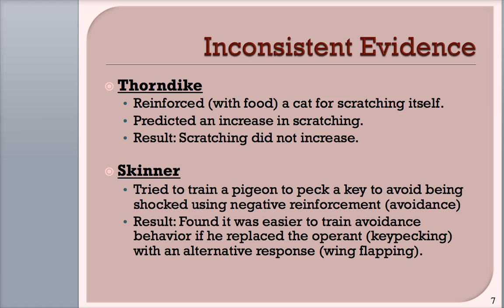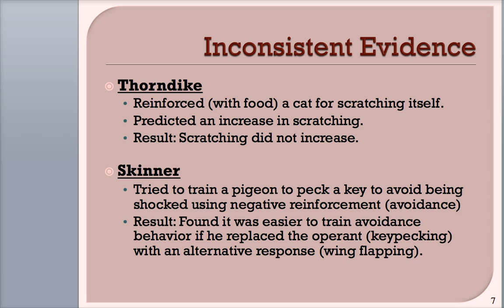Fast forward 40 years, and B.F. Skinner tried to train a pigeon to peck a key to avoid being shocked. So he was using negative reinforcement, avoidance. So there's a risk of shock, and the pigeon's supposed to peck at the key, and that would stop the shock from happening. And what he found was it didn't work very well. The pigeons did not learn very quickly or very easily to peck at the key.